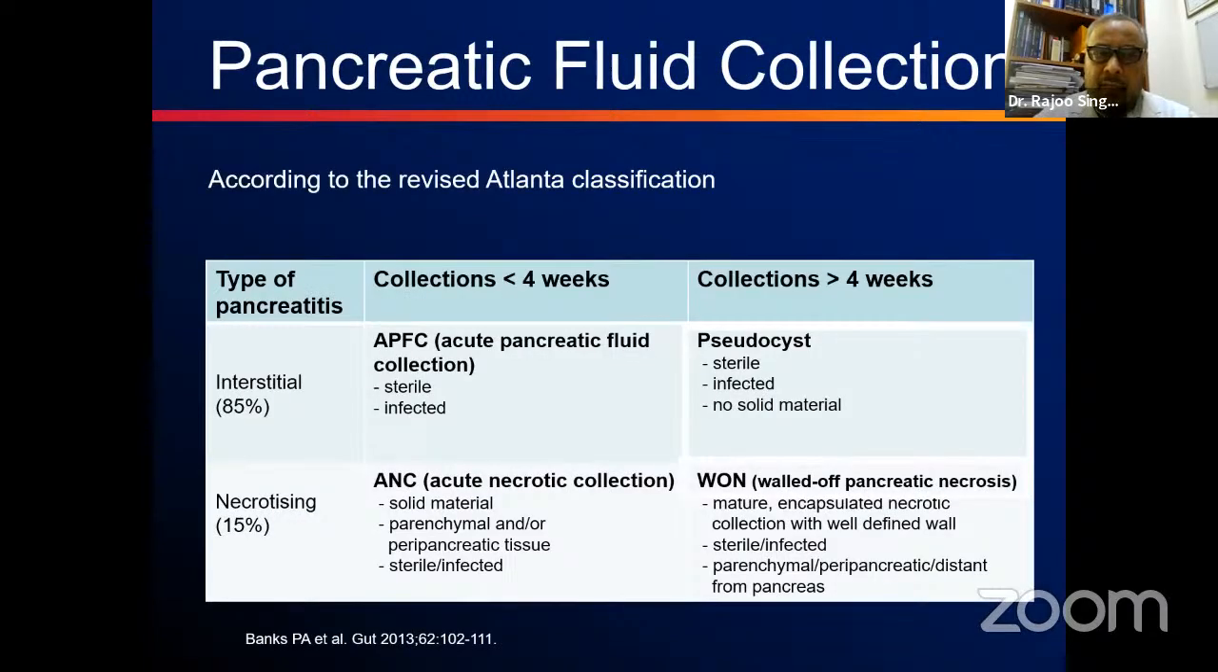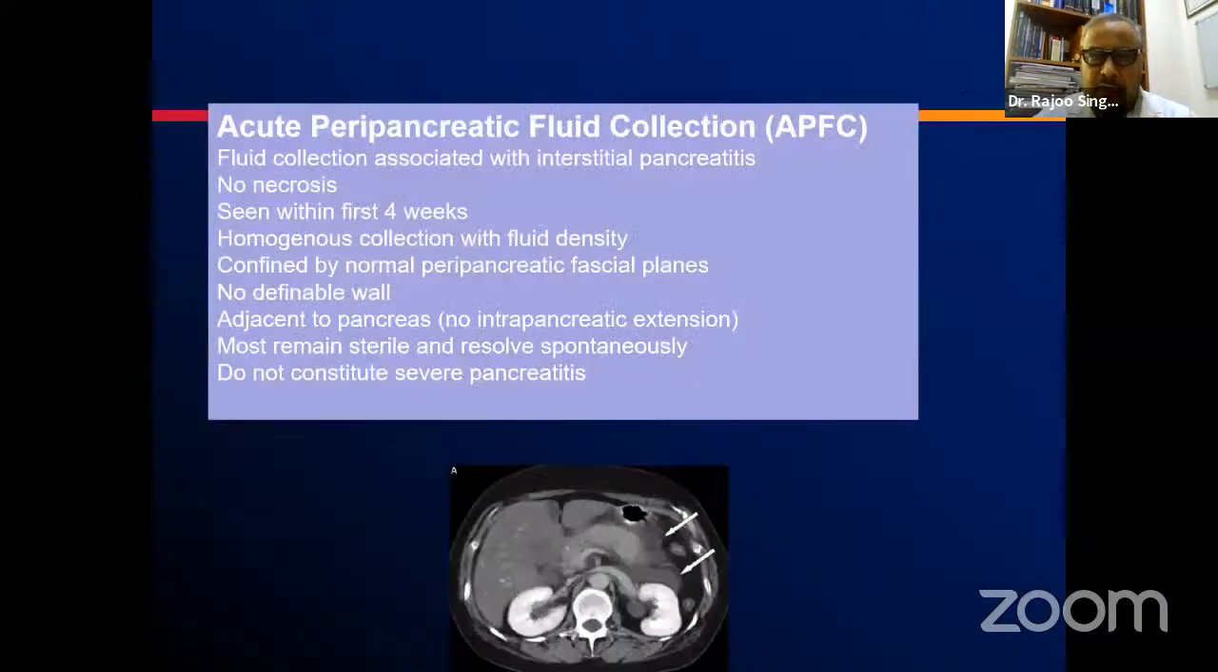So again, coming back to the Atlanta classification, you have the type of pancreatitis with fluid collections. In interstitial and necrotizing, we can have a sterile fluid collection and an infected collection. The collection over 4 weeks is called a pseudocyst, and in necrotizing pancreatitis, collection over 4 weeks is called a walled-off pancreatic necrosis. This gets important because the management of pancreatitis is based on this classification.